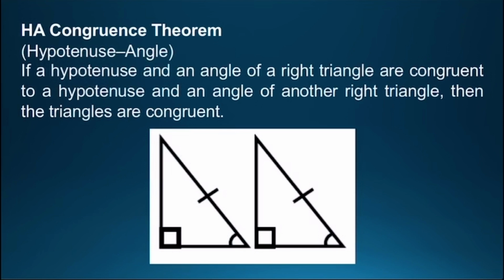Next, for HA congruence theorem, or the hypotenuse and angle, if a hypotenuse and an angle of a right triangle are congruent to a hypotenuse and an angle of another right triangle, then the triangles are congruent.